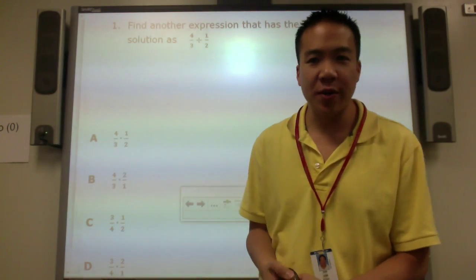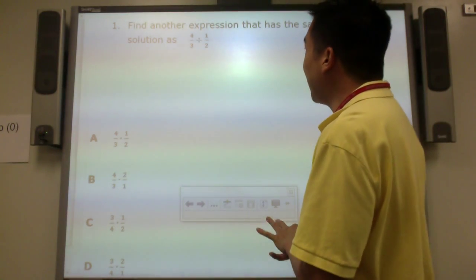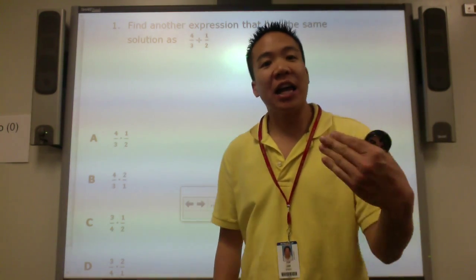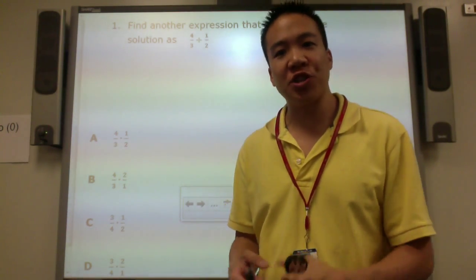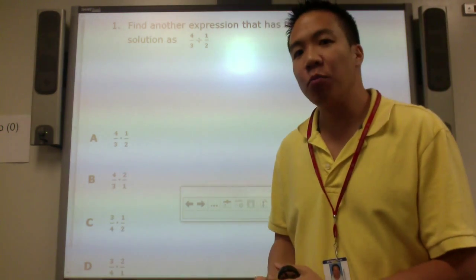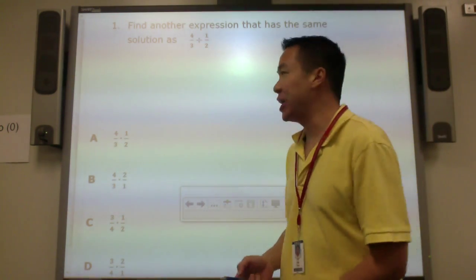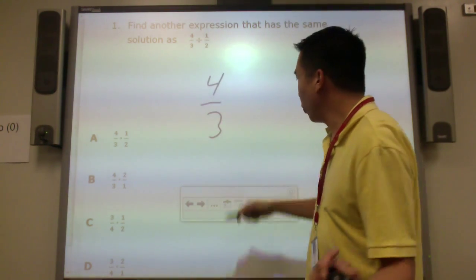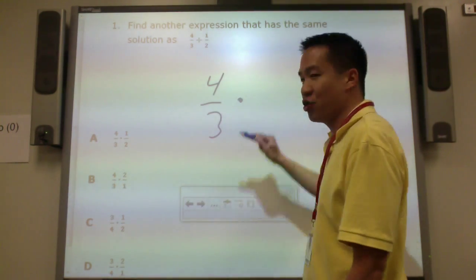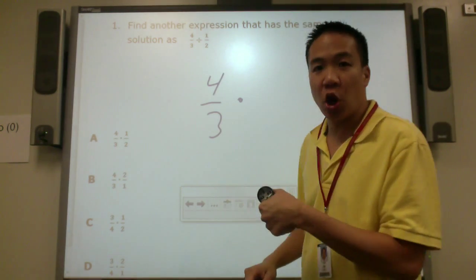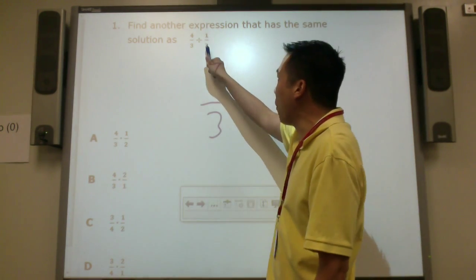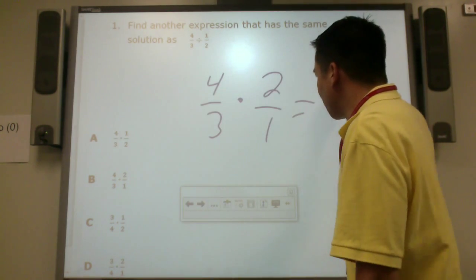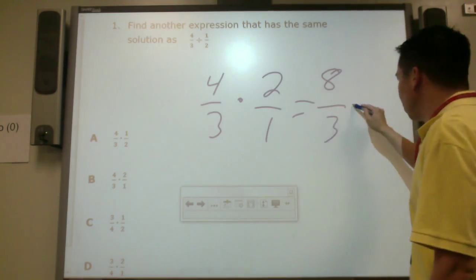Test 2-1 PreAP. Find another expression that has the same solution as 4/3 divided by 1/2. Can you rewrite this division expression as an equivalent multiplication expression? So 4/3, we turn the division to a multiplication, and then we do the reciprocal of 1/2, because we want to know how many halves go into 4/3.